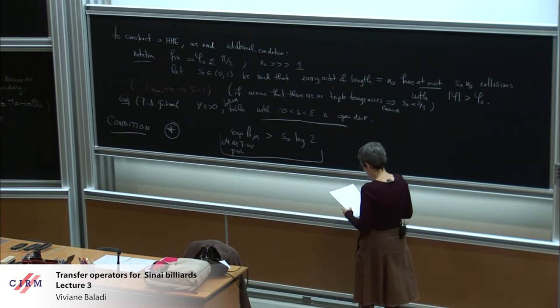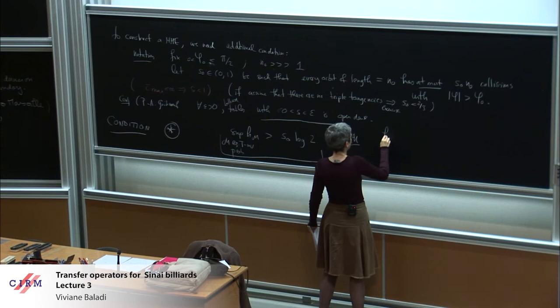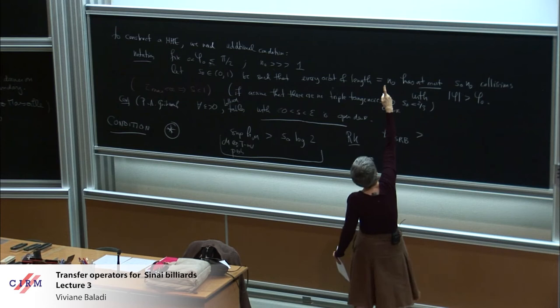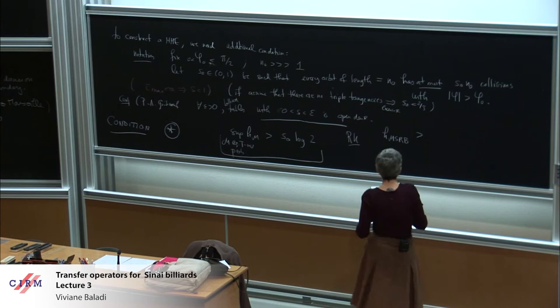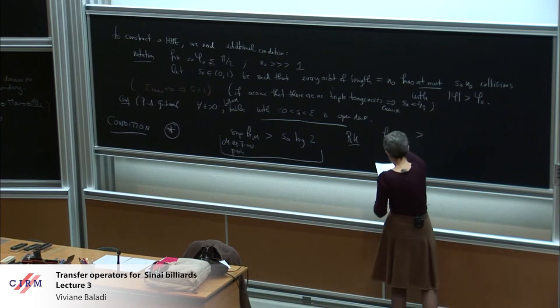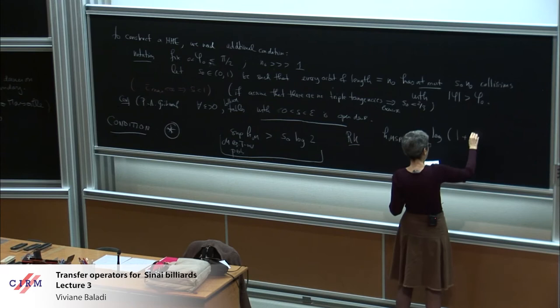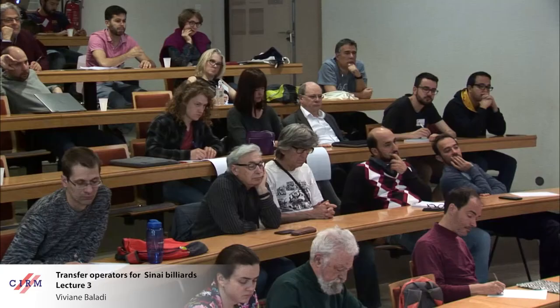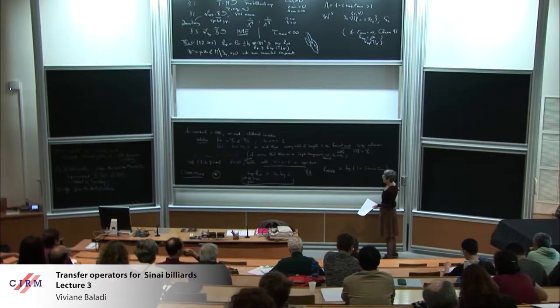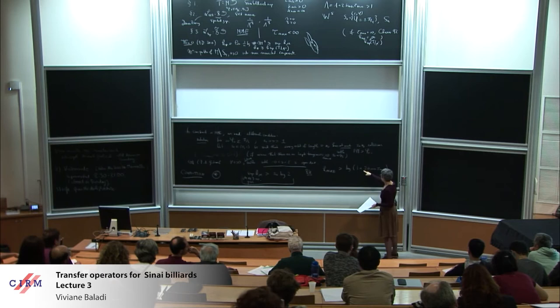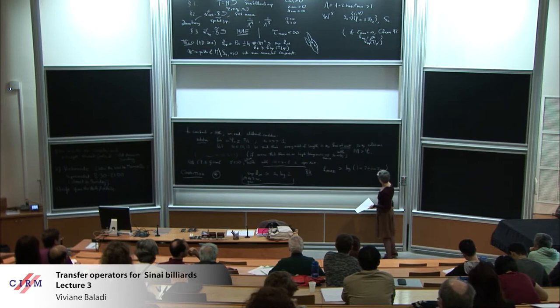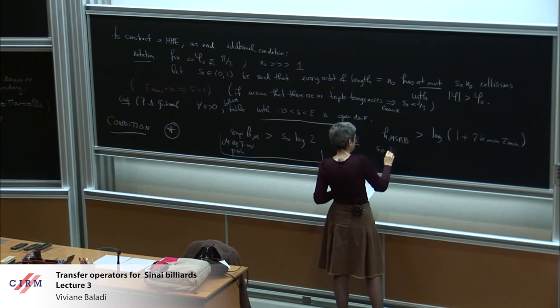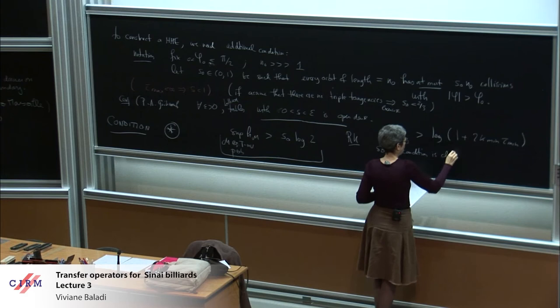And let me just mention that this condition is checkable because we have a bound. Since we know that the Lyapunov exponent is bounded by this 1 plus 2 kappa min tau min, we have a bound for the Kolmogorov entropy of the SRB measure, and this is not smaller than 1 plus 2 kappa min tau min. So if this is bigger than 1, then this is bigger than 2, and so the condition is always satisfied. As soon as this is bigger than 1, strictly, the condition is satisfied. So the condition is checkable. Okay, so from now on, we make this assumption.